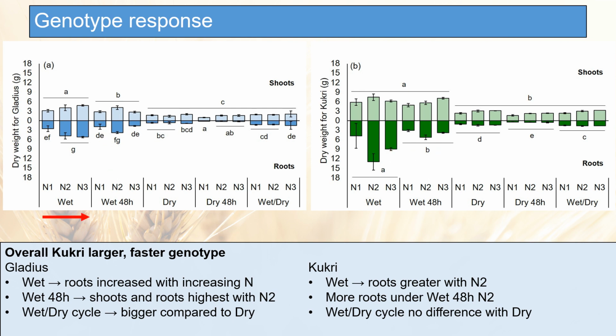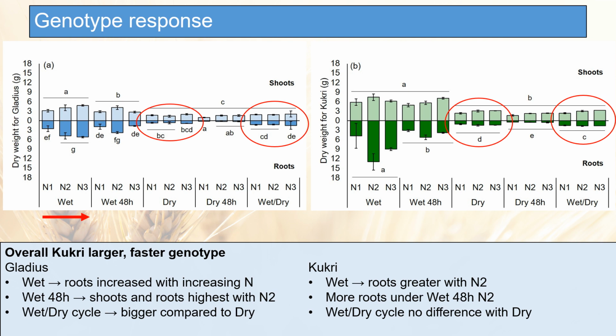So overall, Kukri was the larger, faster genotype. But what's interesting to see here is that, yes, roots increase with increasing nitrogen for Gladius under the wet treatment, but with Kukri, you actually got a higher root growth under N2. And this pattern is then reproduced for the wet 48-hour treatment, where this 48-hour watering period actually encouraged greater root growth under N2 for both varieties.